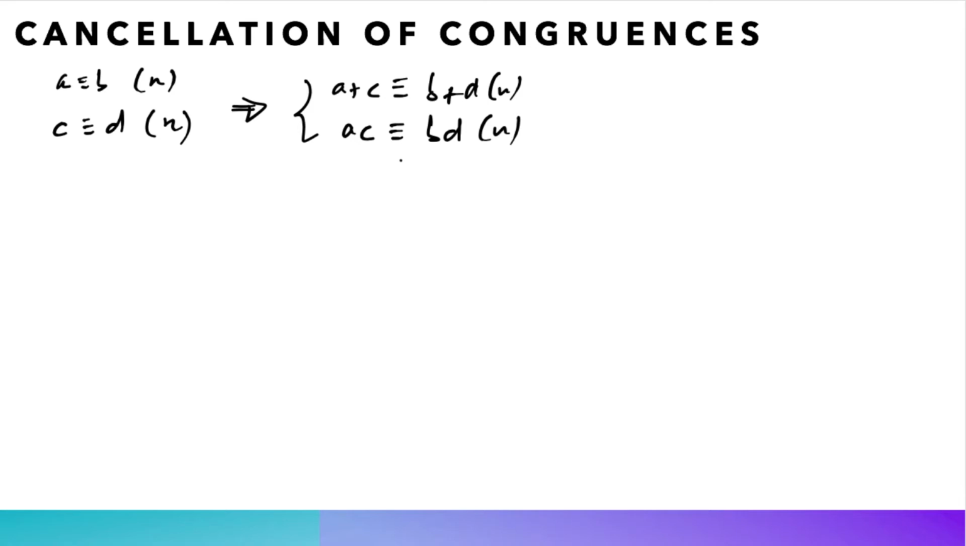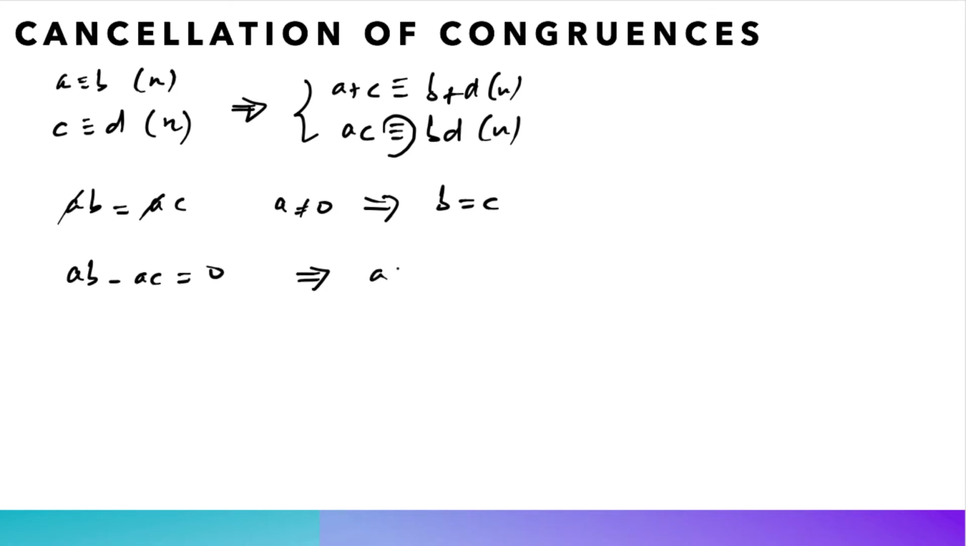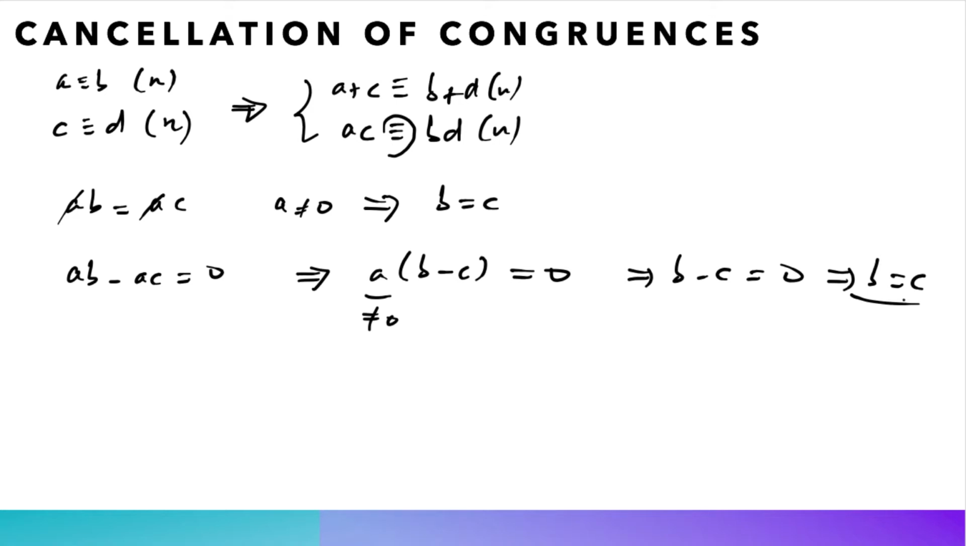Now what we'd like to do is to see whether congruences, which means this sign here, really behave like a real equality. For instance, we know that in the real world, if A times B is equal to A times C, and if A is different from 0, then one can deduce that B is equal to C, and what we've done here is to cancel both of the A's. This holds because AB minus AC is equal to 0, which implies by factoring by A that A times (B minus C) is equal to 0, and since A is different from 0, one can deduce that B minus C is equal to 0, which means that B is equal to C.